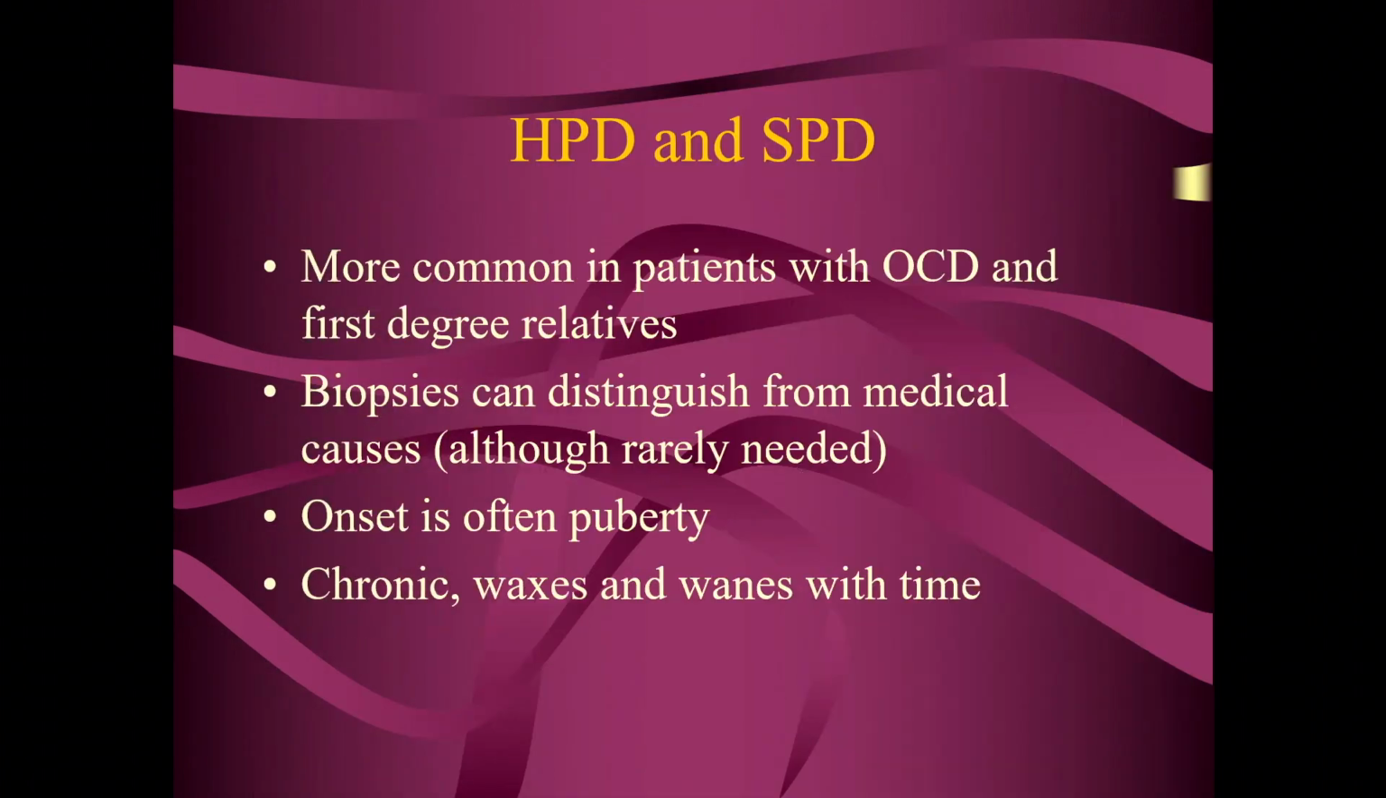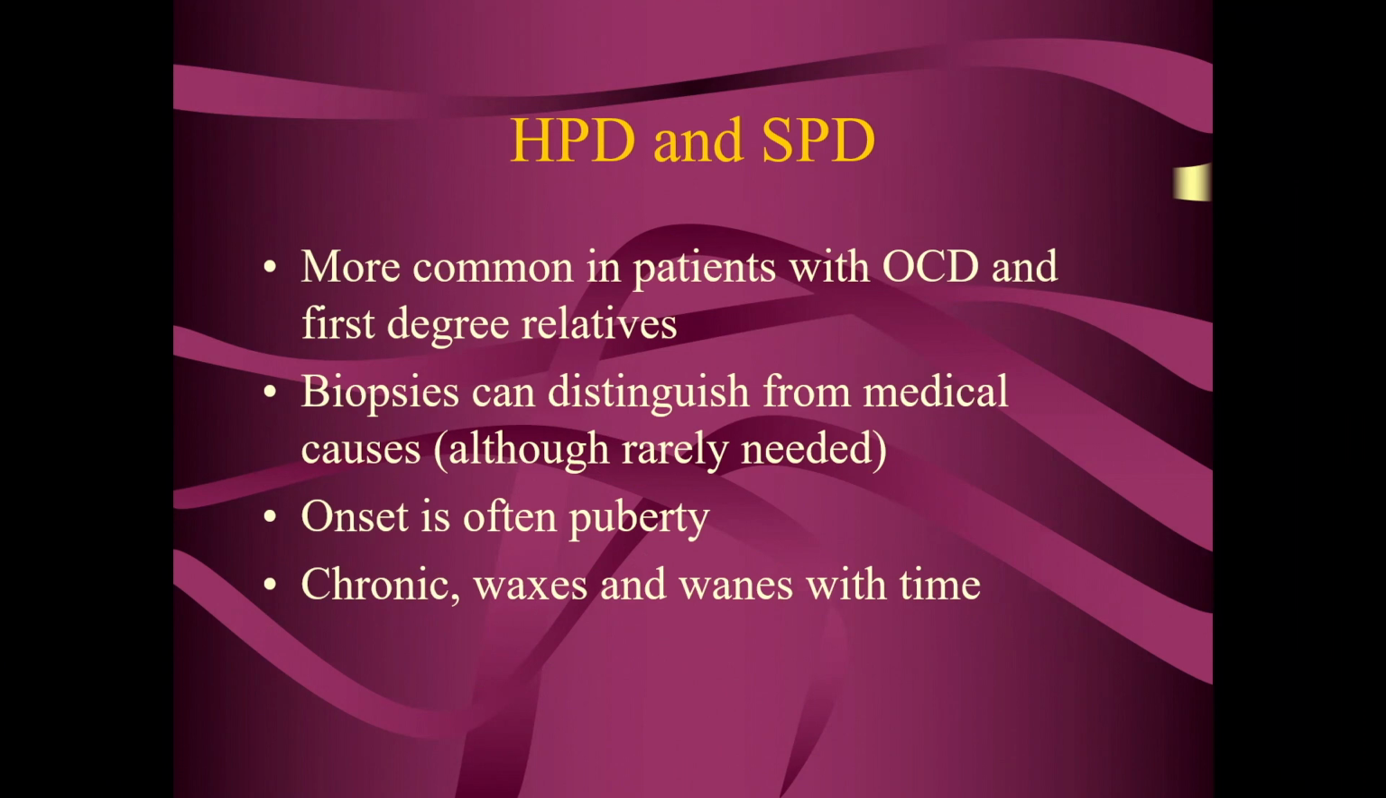For both of these disorders, these are most common in patients with OCD and their first-degree relatives. So I think it's important when you see patients with OCD to screen for all of the obsessive-compulsive related disorders, but you will also find that when you see someone with hair pulling or skin picking disorder, they are very likely to have a first-degree relative with OCD. If you're not sure what's going on, you can get a biopsy, and a biopsy can determine if it is an OC-related disorder or if there's a medical cause. It's rarely needed, but I have seen some instances where people's picking is so automatic, they're not even aware of what they're doing. They come in with lesions and aren't aware that they themselves are causing the lesion. So that does happen. The onset of the disorders is usually puberty.